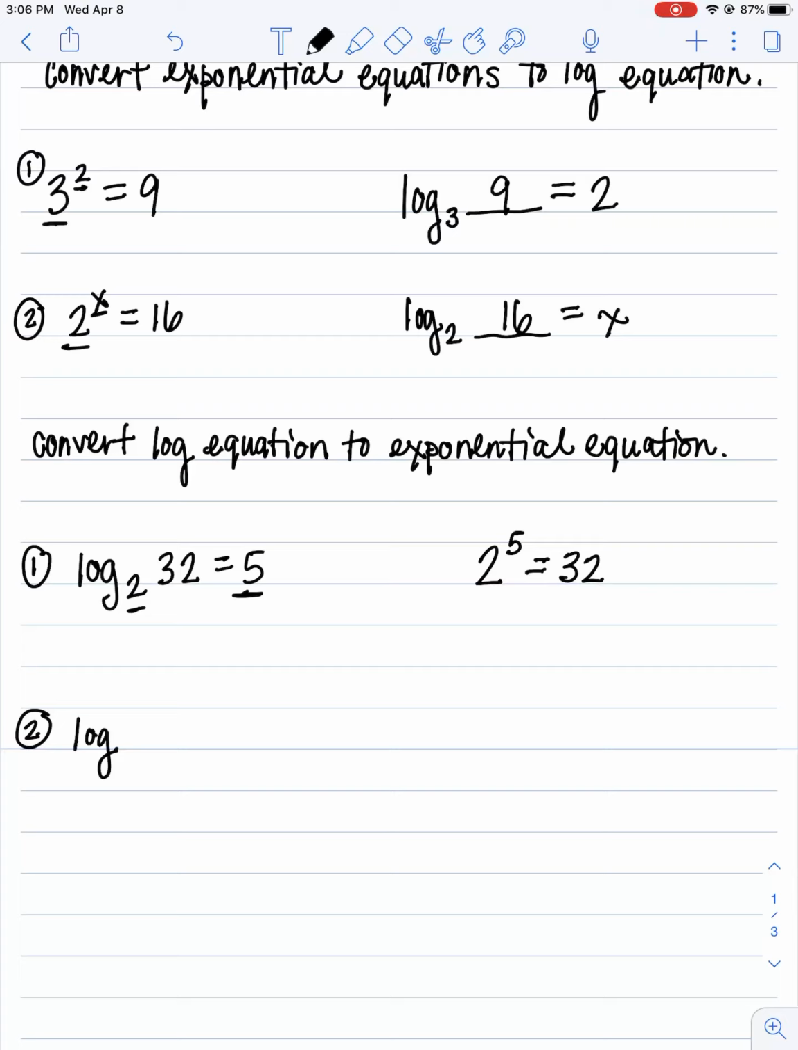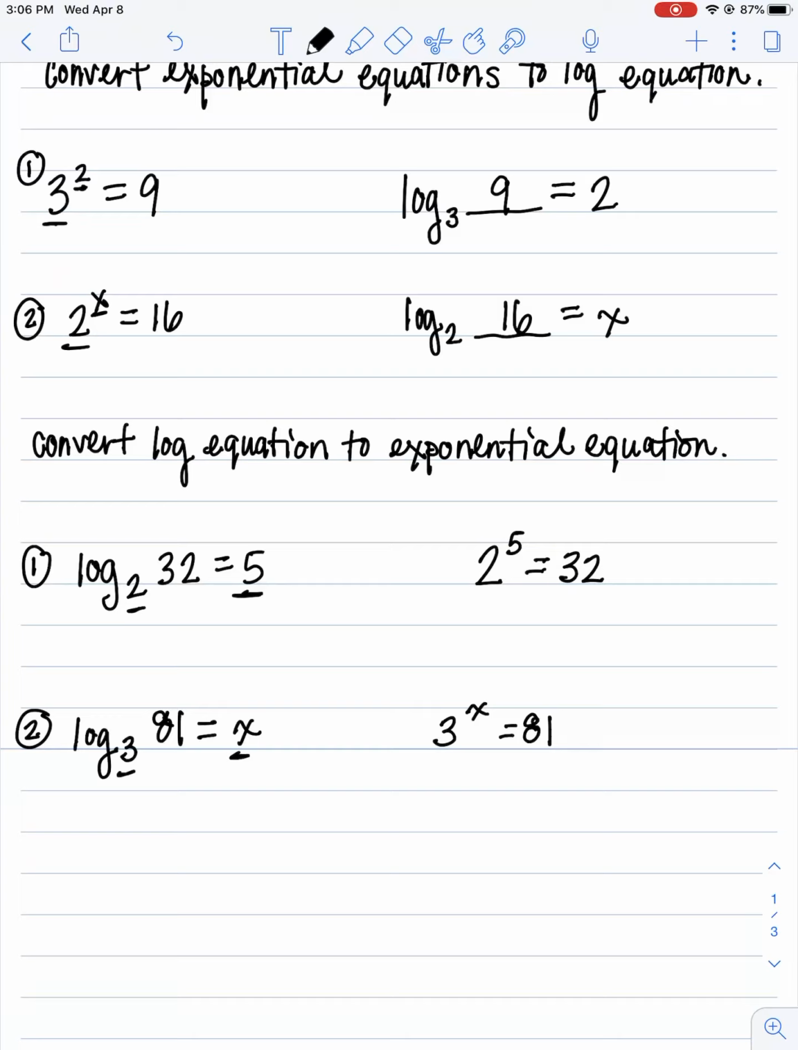So let's do one more. What about number 2? Let's do log base 3 of 81, and let's say I don't know what it equals. Okay, so let's rewrite it. The base over here is 3. So when I convert to an exponential equation, it's going to still be 3. My base is 3. A logarithm equals an exponent. Therefore, my exponent this time is actually going to be x. So 3 to the x power equals 81.